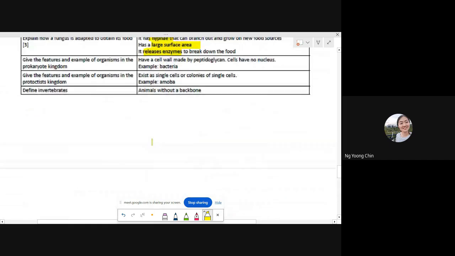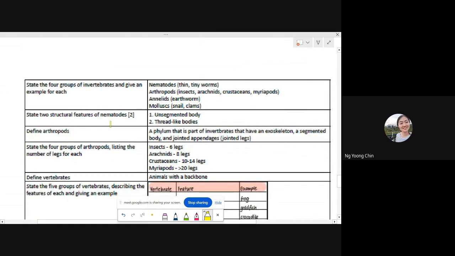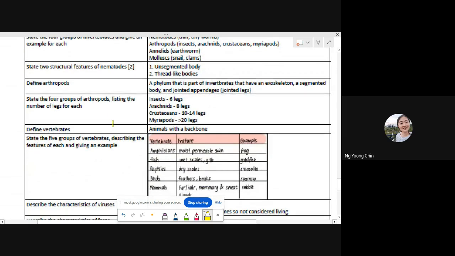Okay, I think that's all for this chapter. The others you can read by yourself. If we talk about the groups of arthropods, listing the number of legs for each, sometimes the question might ask you about this. List the number of legs for each species. So insects have 6 legs in total.